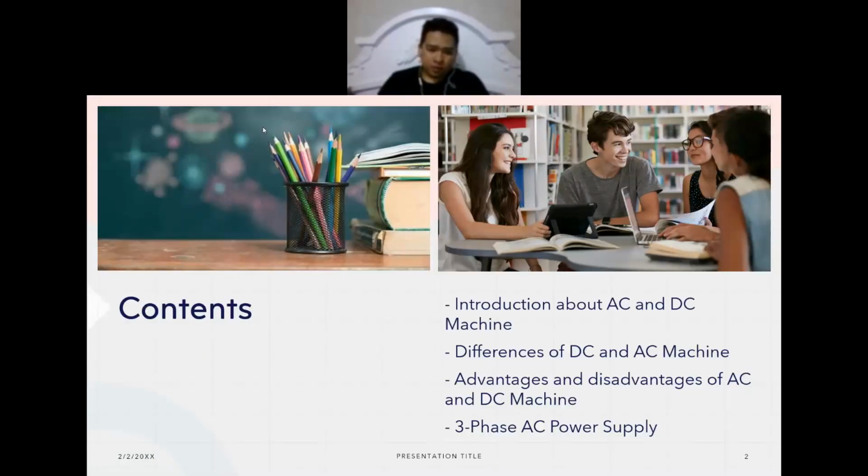Okay, the content of this slide is introduction about AC and DC machines, difference of DC and AC machines, advantages and disadvantages of AC and DC machines, and three-phase AC power supply.